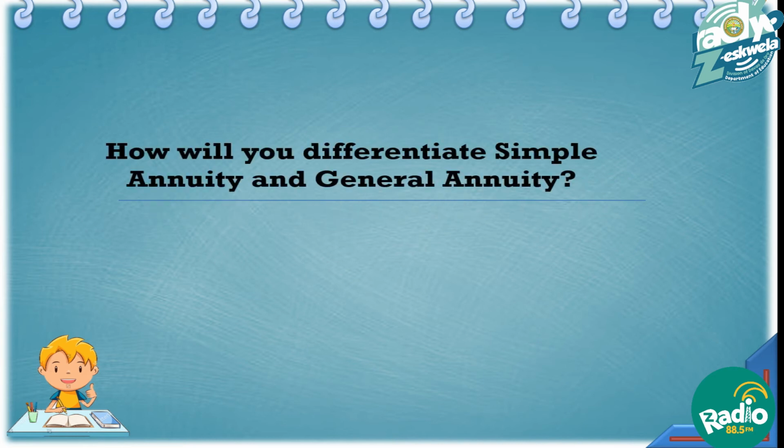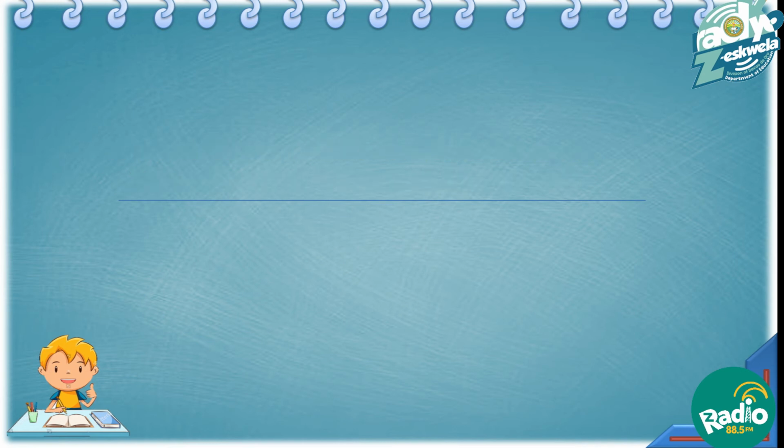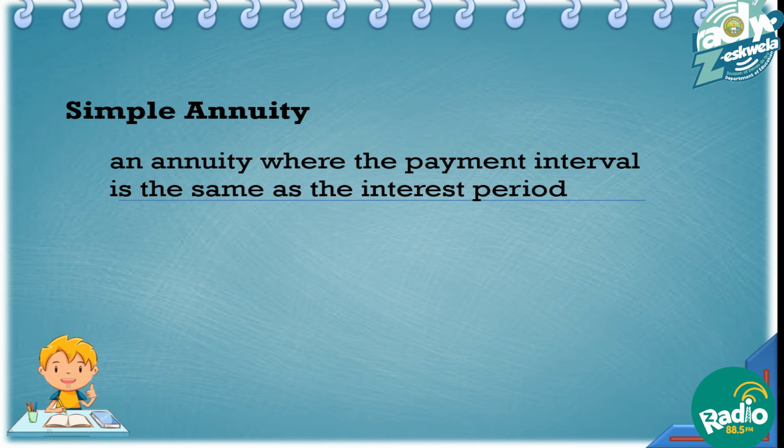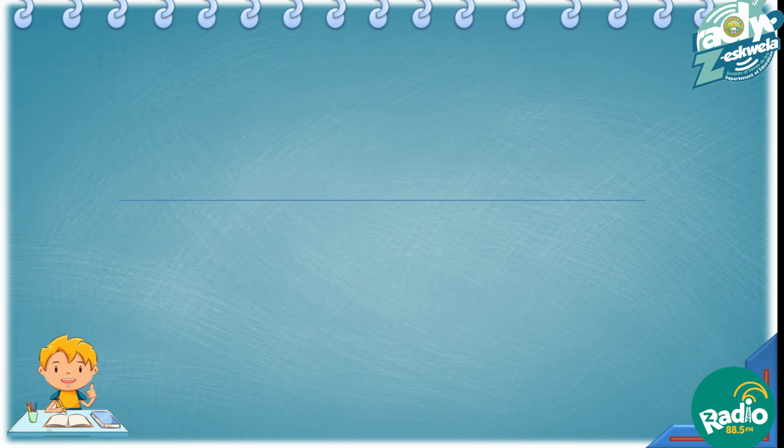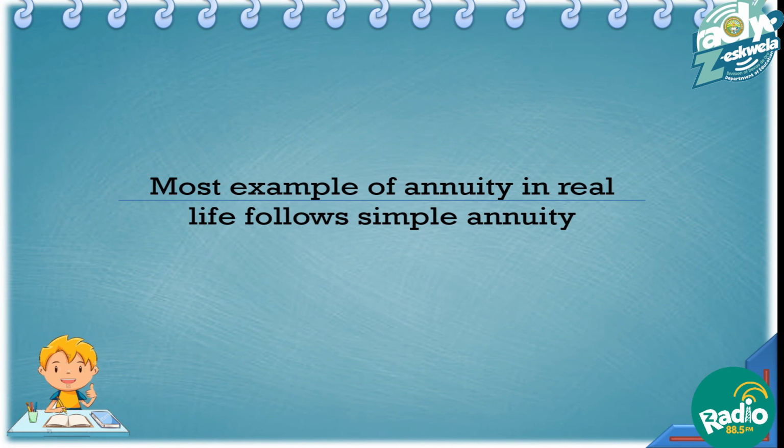For question number 1, how will you differentiate simple annuity and general annuity? Well, simple annuity is an annuity where the payment interval is the same as the interest period, while general annuity is an annuity where the payment interval is not the same as the interest period. The computation that we have is an example of simple annuity. General annuity, however, is discussed in the next lesson. Most examples of annuity in real life follow simple annuity.